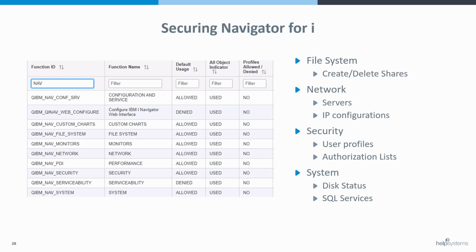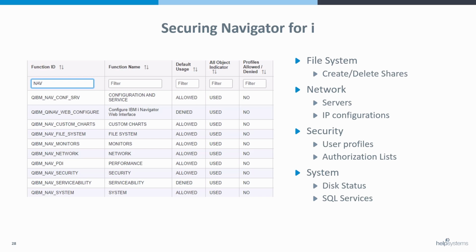So other things that you can secure: the file system, which allows you to create or delete shares or change those shares' attributes from being read-only to read-write or vice versa. Network, which allows access to all of the server jobs, IP configurations. Security, which not only includes function usage, but also includes user profiles and authorization lists. And lastly, system, which grants access to disk statuses and the SQL services.